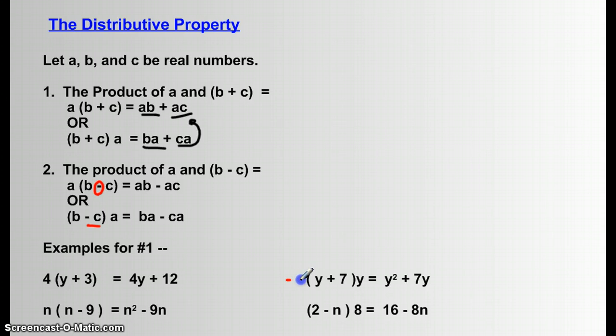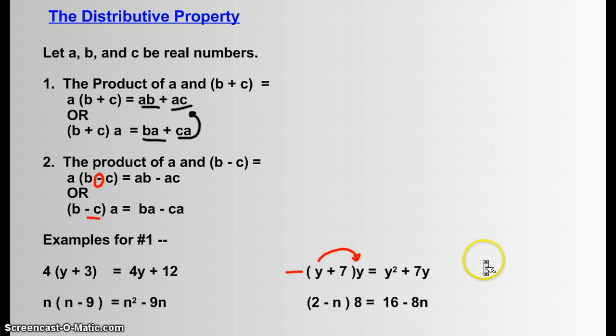If we jump over here to the top, the quantity y plus 7 times y, you have to distribute the y that's outside in. Okay? So it's going to be y times y. Again, when you multiply variables, you add their exponents. That becomes y squared. And then 7 times y is 7y. So you have y squared plus 7y. In the second one, we have the quantity 2 minus n times 8. 2 times 8 is 16. And minus n times 8 is minus 8n. Again, we've switched the order of those terms around because it's convention that the number always comes before the variable.